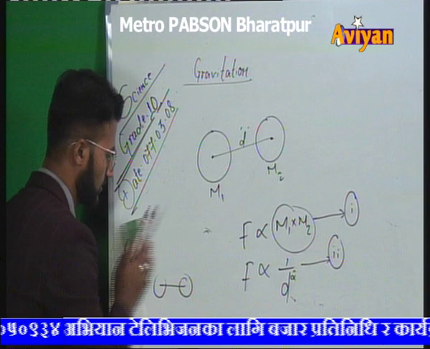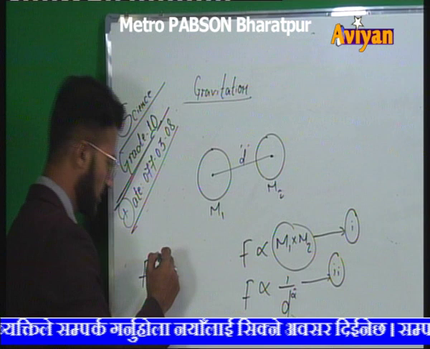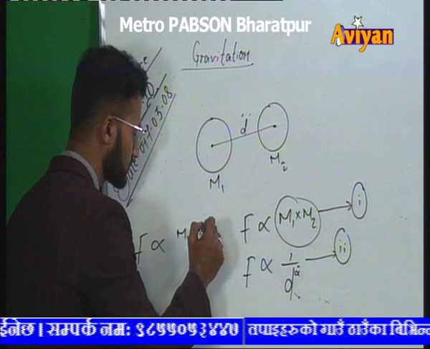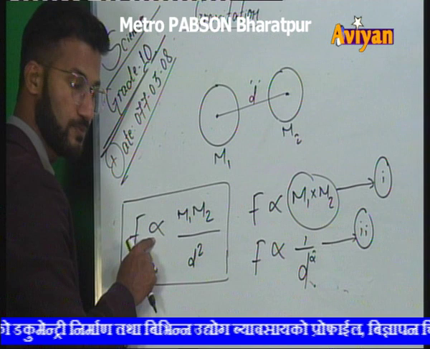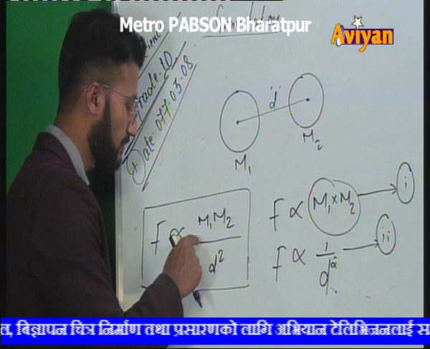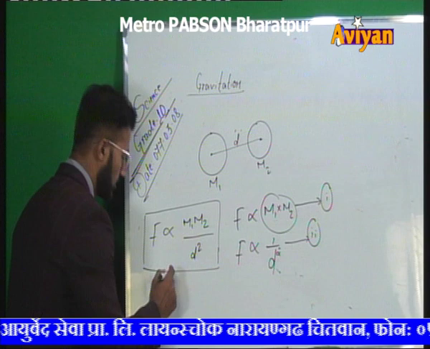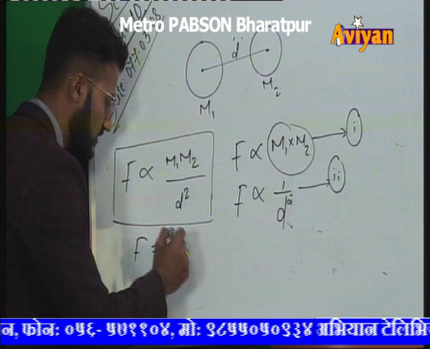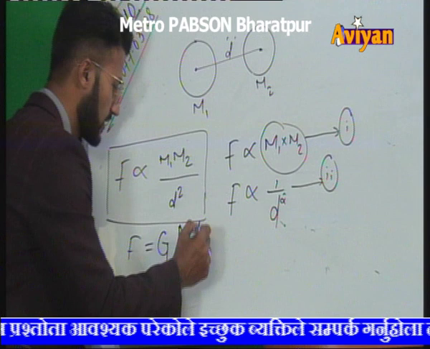So, look at the board again. Let us combine these two equations. If we combine these two equations, then you can write it like F proportional to M1 and M2 in the numerator and d square in the denominator, you can see. And you must be well aware of how to remove this proportional sign. This proportional sign can be removed by introducing one constant here, and that constant was also experimentally found by Cavendish, that will be explained soon. On removing this proportional sign, there comes to exist one quantity that is written in a capital form, capital G, and others same, M1, M2 upon d square.